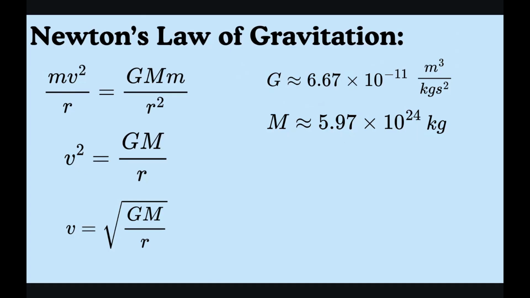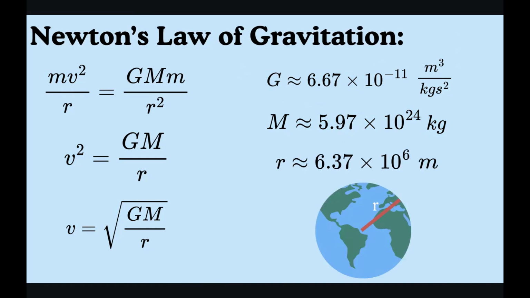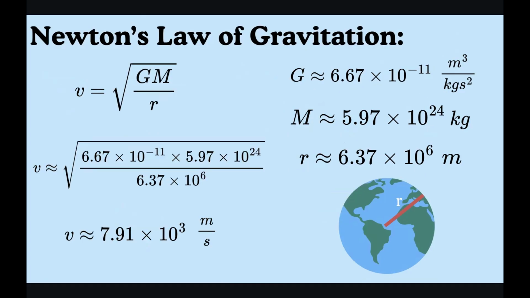M is the mass of the Earth, which is approximately 5.97 times 10 to the 24th kilograms. And r, the radius of the Earth, is 6.37 times 10 to the 6th meters. Since the apple is so close to the surface of the Earth, we are going to approximate its value off the ground as the radius to the surface of the Earth as well. From here, once we plug in our constants, we get a value for the velocity at about 7.91 times 10 to the 3rd meters per second.